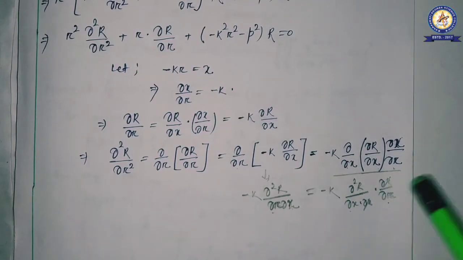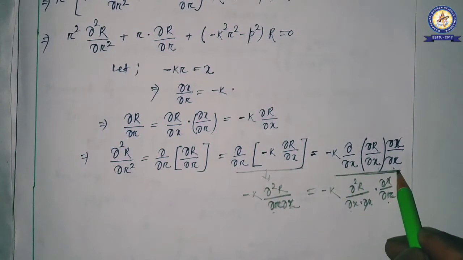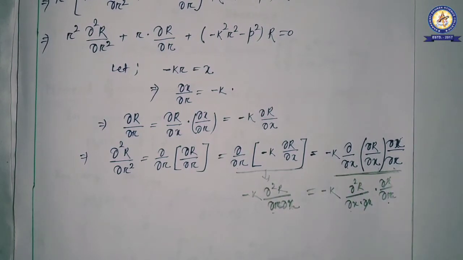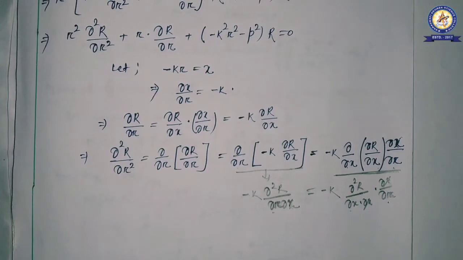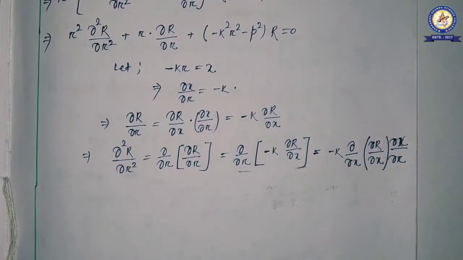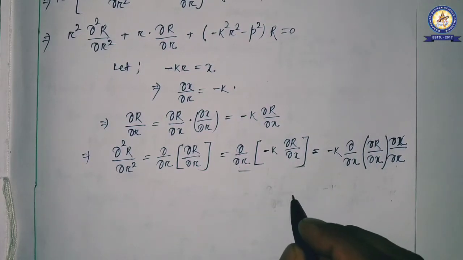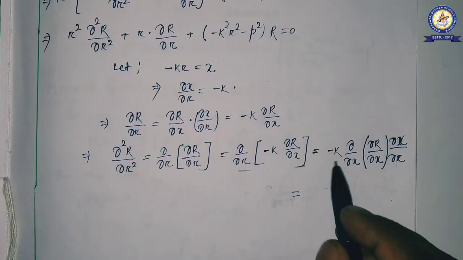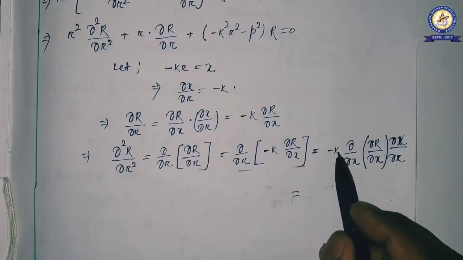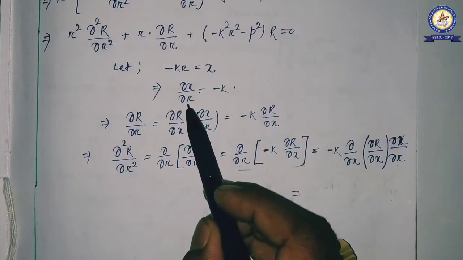Okay, so this one has been written in this format because it will be easy for us to represent in the Bessel differential equation. So this will be this one, is equal to, you can see that here minus k, and here del x by del r we found minus k.